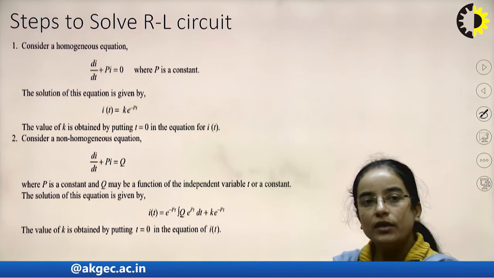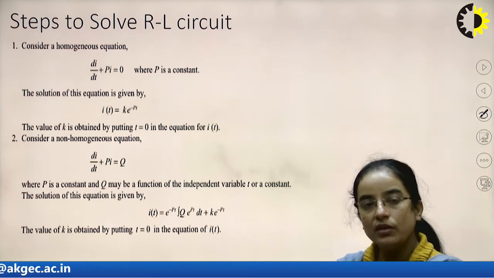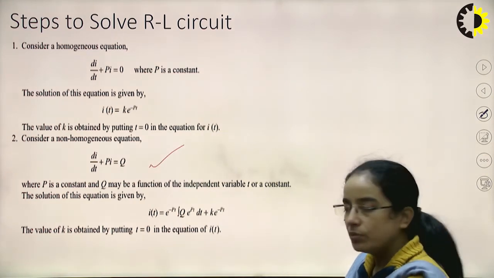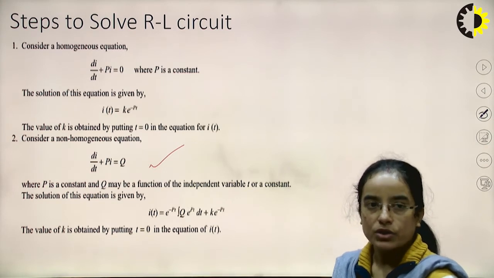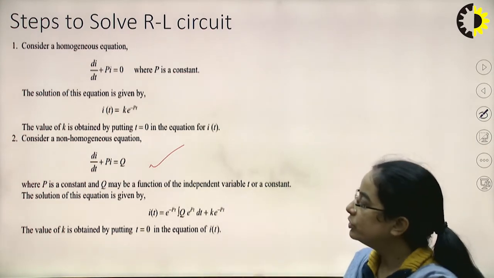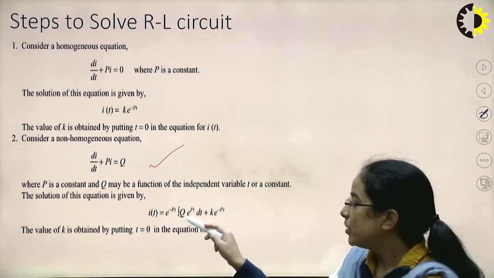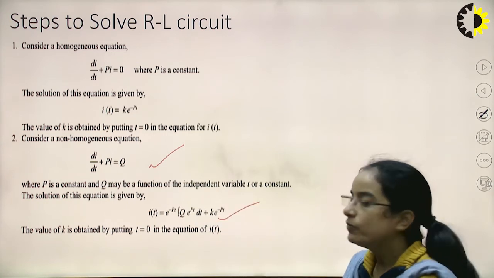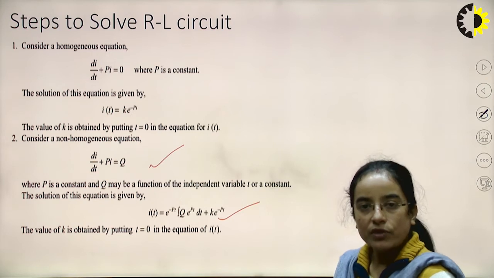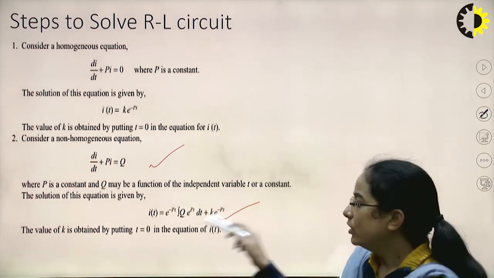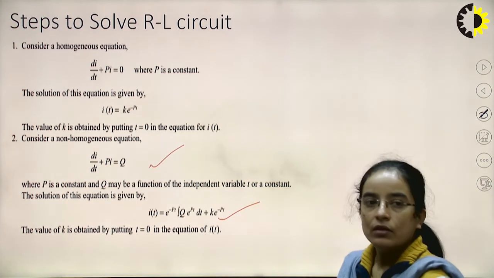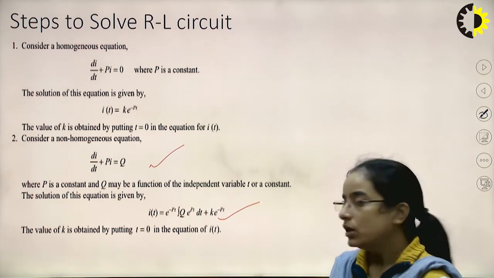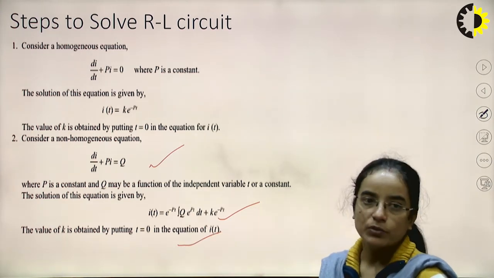Second, consider a non-homogeneous equation, here d by dt of I plus P I equal to Q. Here in this non-homogeneous equation, P and Q may be functions of the independent variable t or constants. Now we will solve this non-homogeneous equation as I equal to e to the power minus Pt integration Q e to the power Pt dt plus k e to the power minus Pt. We will find the integrating factor as we learned in our engineering mathematics. We will solve this, and the value of k will be calculated by putting the circuit condition at t equal to 0.